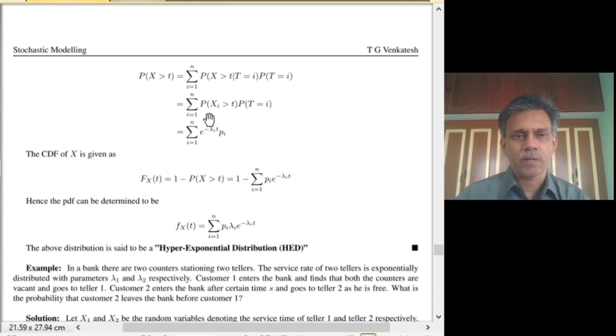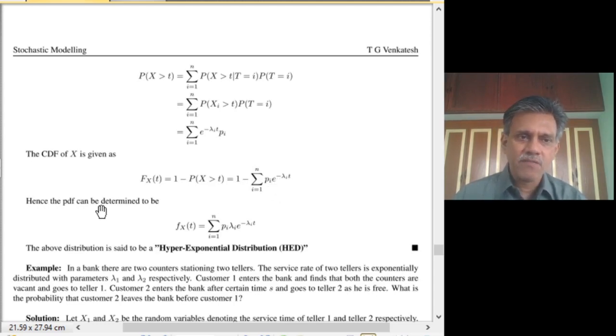We can directly put it: probability that xi is greater than t, times probability that T is equal to i. We know the CCDF of xi, which is e power of minus lambda i t, and the probability that T is equal to i is pi. So we have immediately found the CCDF of x. If you want the CDF of x, it is 1 minus this, which is 1 minus sigma i varying from 1 to n of pi e power of minus lambda i t.